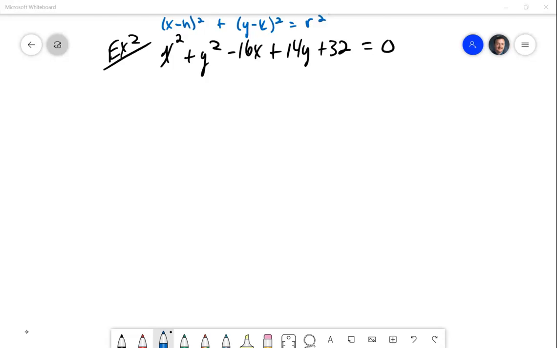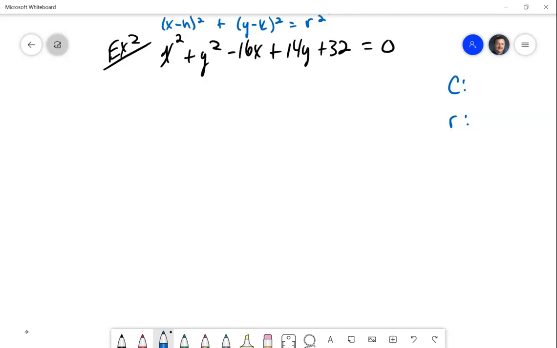So in this situation, for us to figure out, well, hey, what is my center, what is my radius, for us to get these answers, we need to write this in this standard form. So we're going to have to play around with this, move some things around, shift some numbers around, and get it in this format. Okay, so let's kind of break this down and look at what happens.